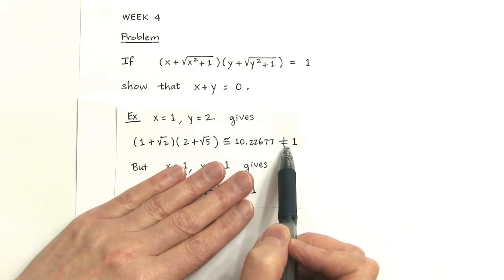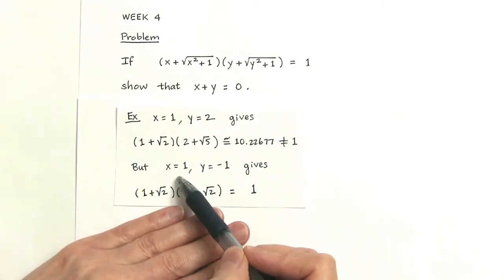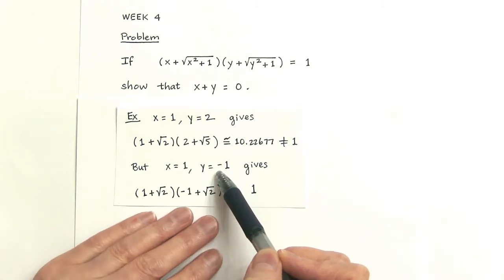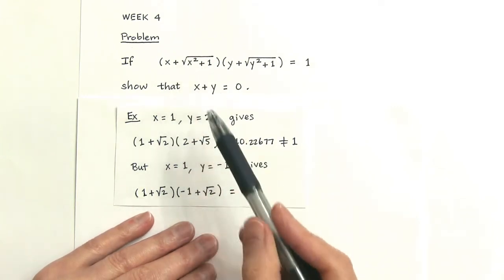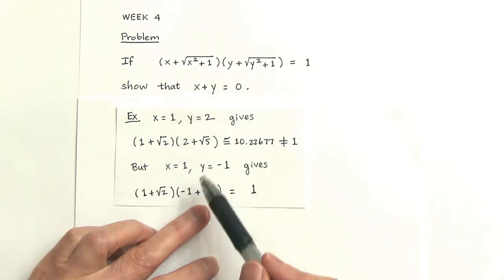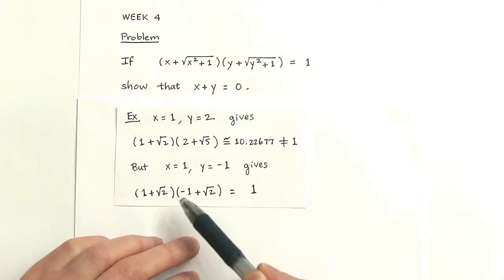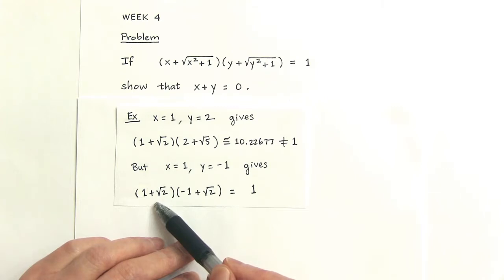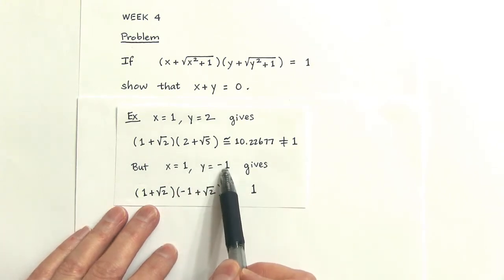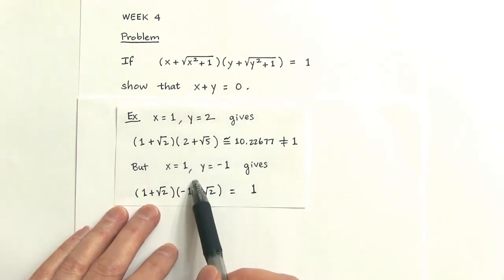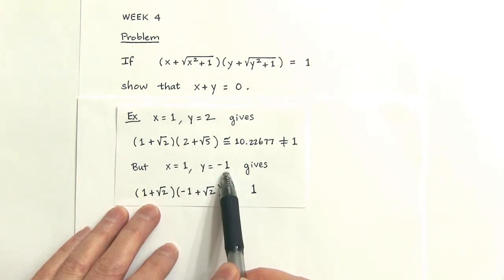definitely not 1. On the other hand, if I make x equal to 1 and y equal to minus 1, then I get 1 plus the square root of 2 for this quantity, and putting in minus 1 for y, I get negative 1 plus the square root of 2. And when I multiply this through, I do get 1. Try it and see. And note that x plus y is indeed equal to 0, because 1 plus minus 1 is 0.